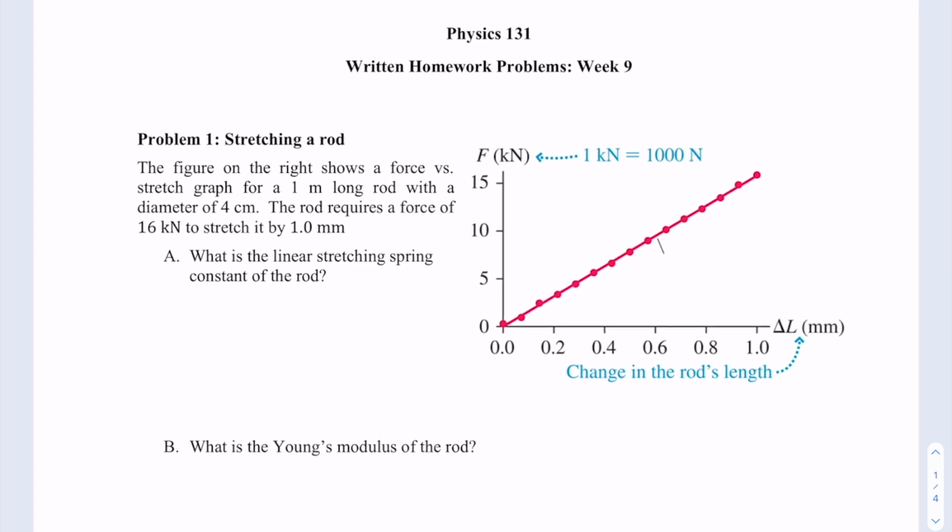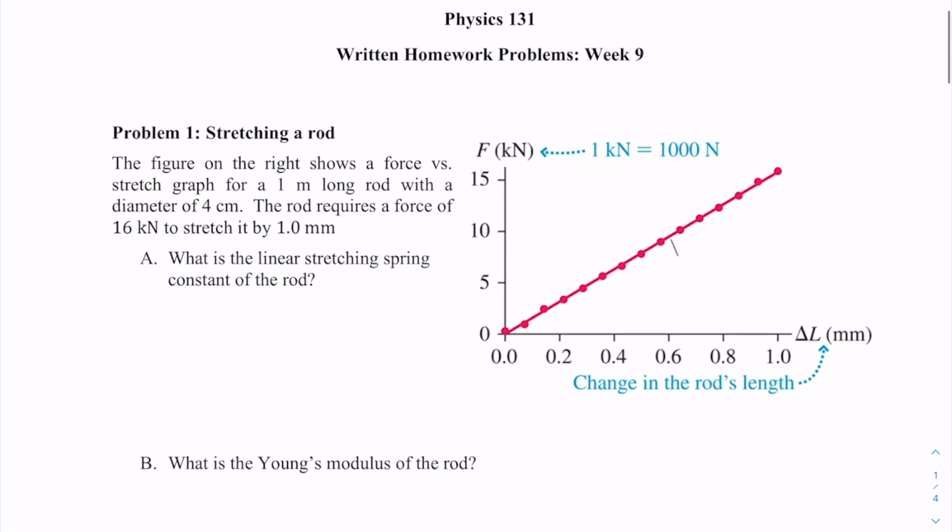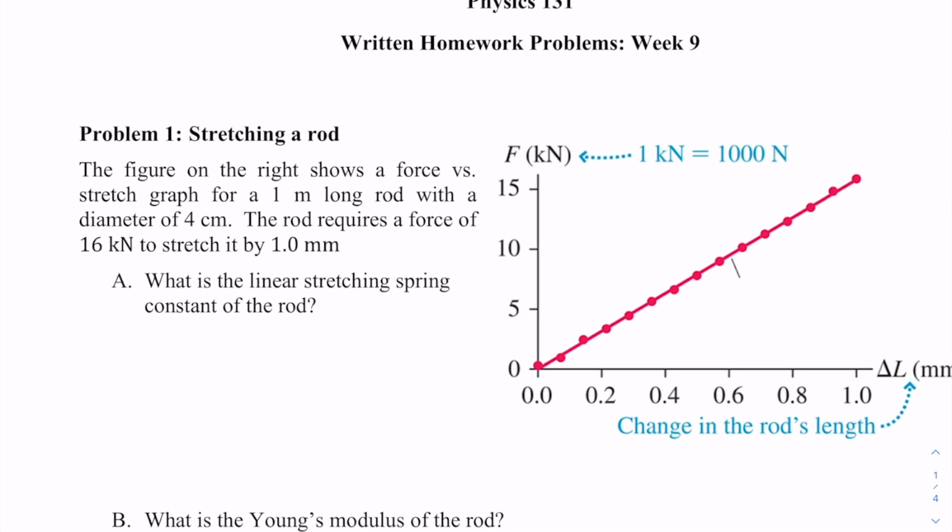Okay, so problem 1 is stretching a rod. It says the figure on the right shows a force versus stretch graph for a 1 meter long rod with a diameter of 4 centimeters, right? So let's write some information down here. We have the length of the rod, that's 1 meter, and the diameter is 4 centimeters. My bad, it's diameter, not radius. Diameter is 4 centimeters, so that gives us a radius of 2 centimeters, right?